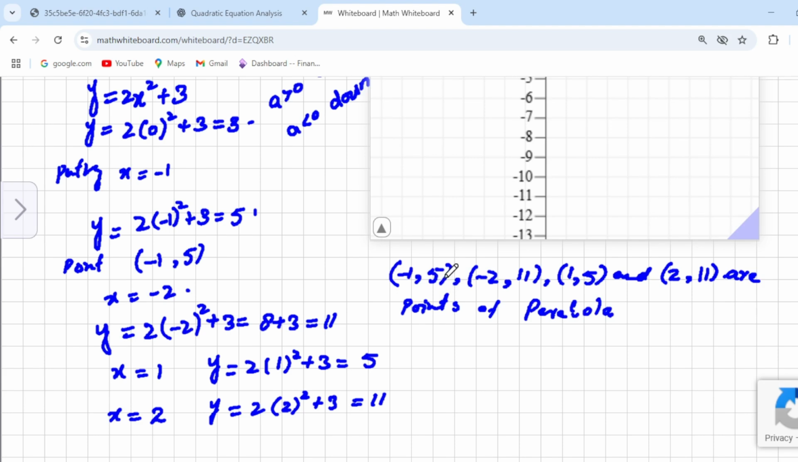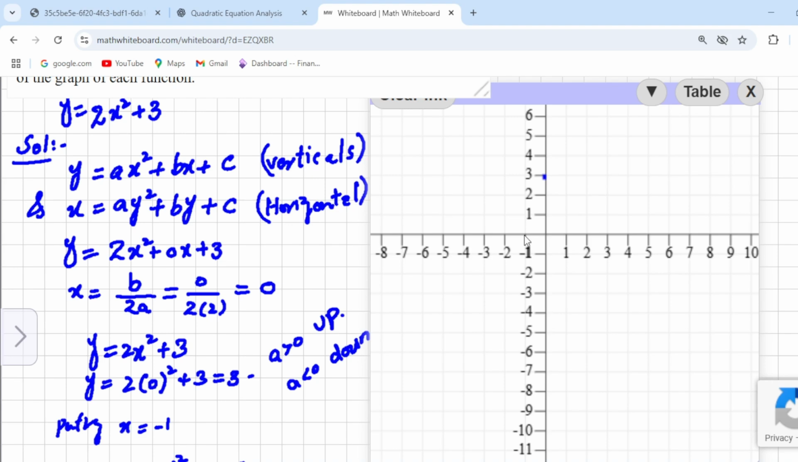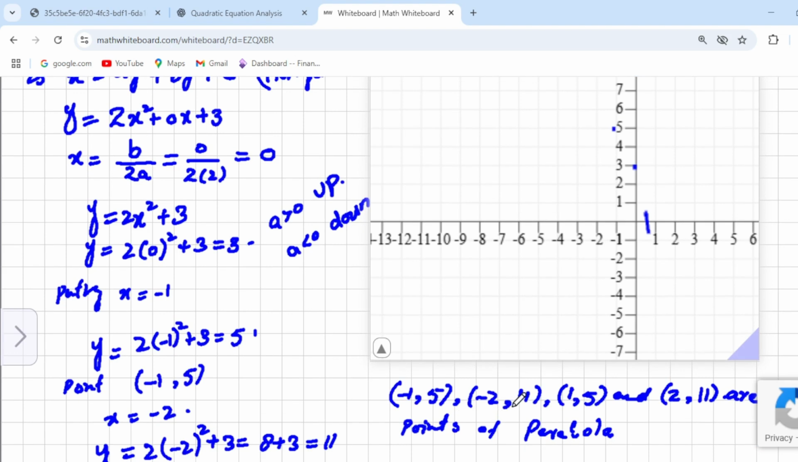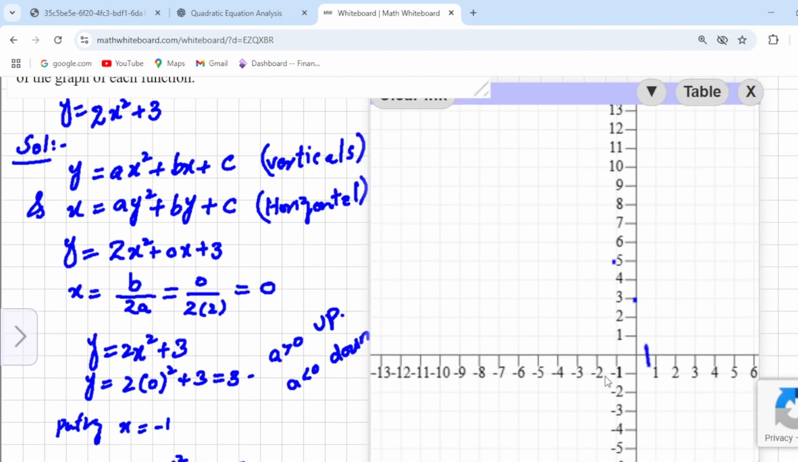Now, the first point is (-1, 5). For (-1, 5), I will look here, x equal to -1 and y equal to 5. X equal to -1 is here, y equal to 5 is here. So in front of 1 and in front of 5, it will become here. So this is another point. And similarly, the second point is x equal to -2 and y equal to 11. So x equal to -2 is here, and we will go up, in front of y equal to 11. So this is another point. These two are the points on the parabola.